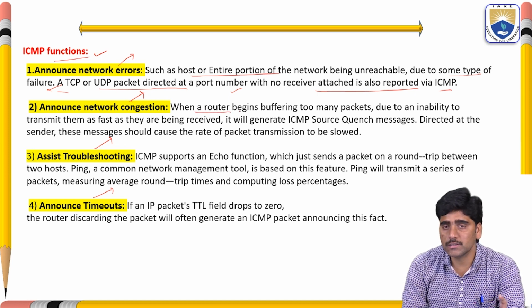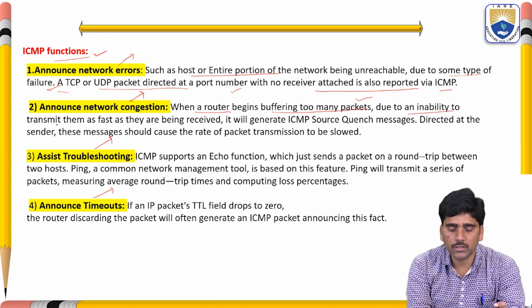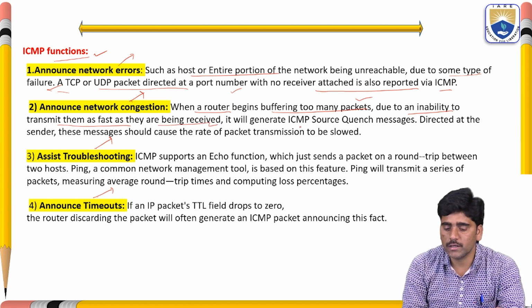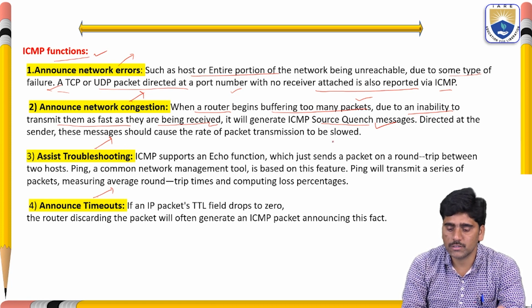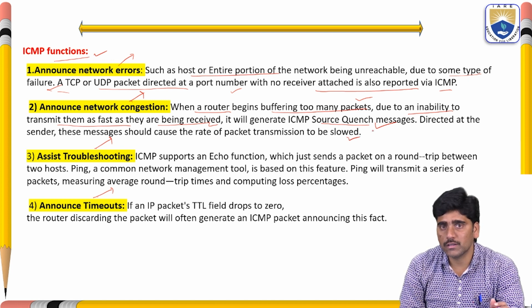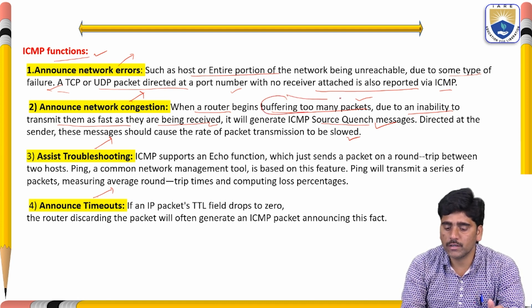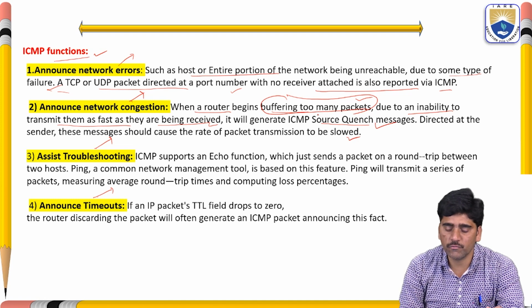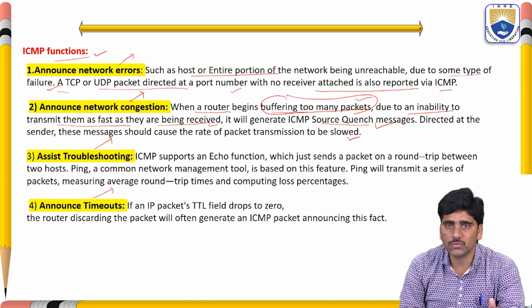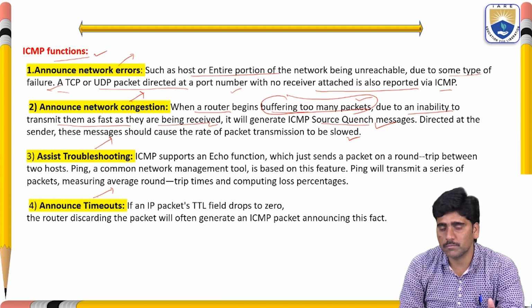When a router begins buffering too many packets due to an inability to transmit them as fast as they are being received, it will generate ICMP source quench messages directed at the sender, asking that the rate of packet transmission be slowed. So if the network gets slow because of the packet flows in congestion mode, with too many packets buffered in the same flow, at that moment the network is going to be slow for the user.